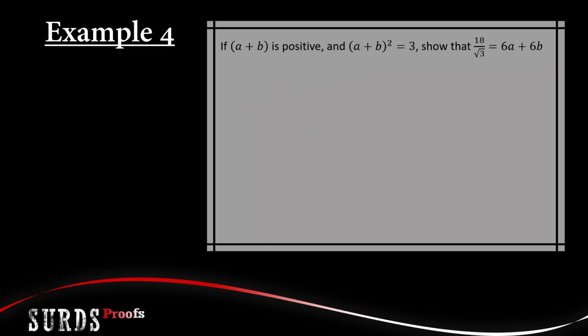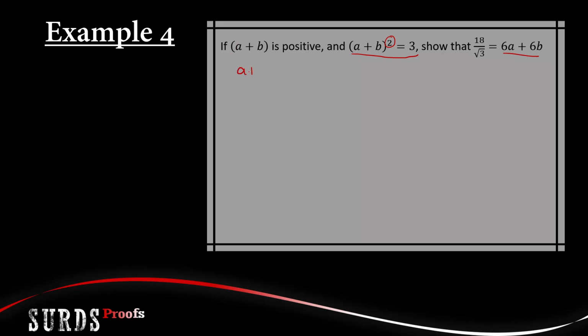Then for example 4, if a plus b is positive and a plus b squared is 3, show that 18 over square root of 3 is 6a plus 6b. Now this one is slightly more complicated. Now if we look at what we are given to start with, and where we want to end up, what do we need to do to get there? We want a plus b on its own, but here we have a plus b squared. So how do I get rid of this? I just take the square root.